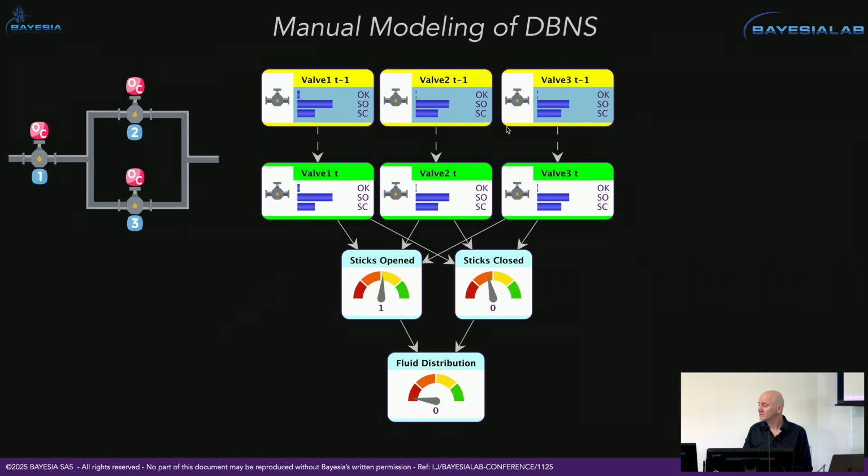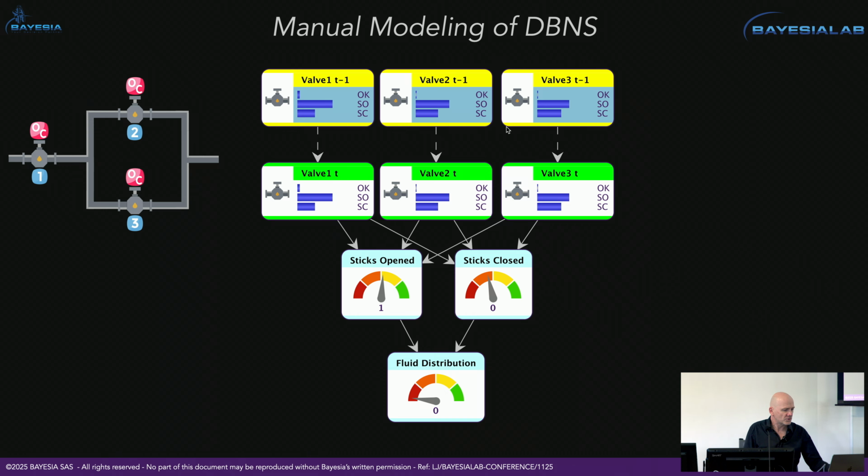You can also, when you create your network manually, create dynamic Bayesian networks, right? So they take into account the temporal dimension. This is a network that I created more than 20 years ago. It was an academic research project for representing a system of distribution of fluids.